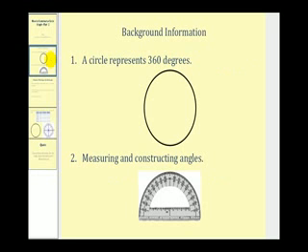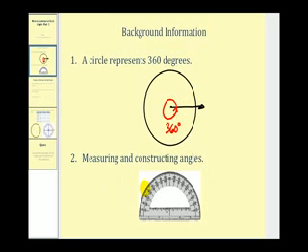So just to review, it's important to remember that a circle represents 360 degrees or one complete rotation. Meaning if we started with an initial ray, as we see here, and rotated all the way around the circle back to where we started, that would be 360 degrees.